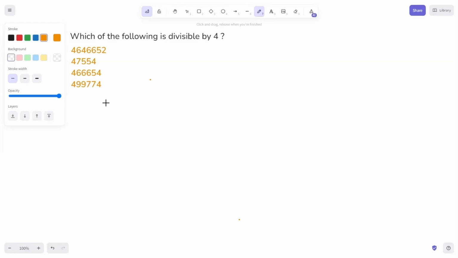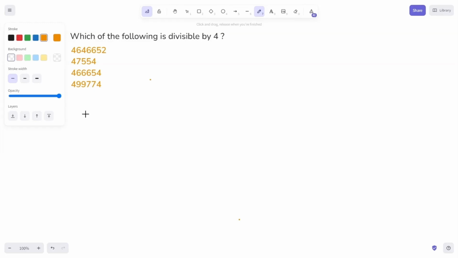So as you can see, our question is which of the following is divisible by 4? So we do not need to check one by one all the numbers and divide by 4. Okay. Because it will take a lot of time, and in the examination hall, we do not have enough time to do such types of things.